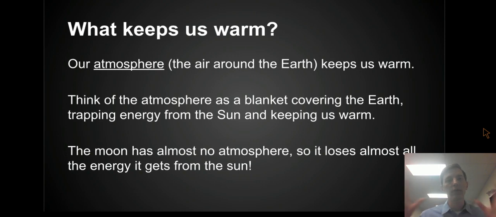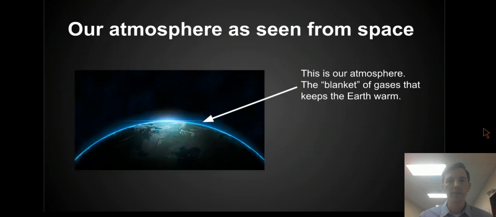Again, that's the air around the Earth. The atmosphere is what keeps us warm. You can think of it like a blanket laying on top of the Earth, trapping energy from the sun and keeping us warm. Just like when you're cold and you put on a blanket and that traps energy to keep you warm, the atmosphere does the same thing to the Earth. Now the moon, it basically has no atmosphere, so any energy that comes into the moon gets shot back out into space again, and it's lost. There's nothing there to trap the energy to warm up the moon, so the moon stays really cold.